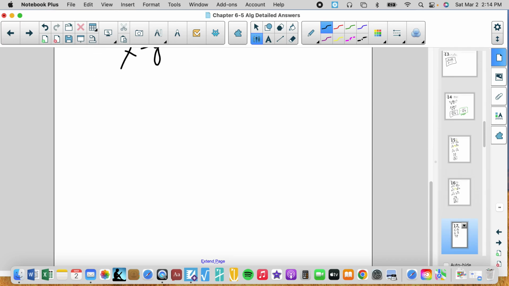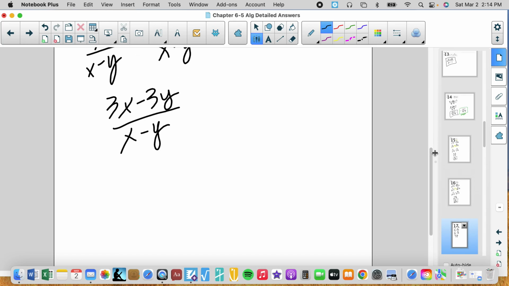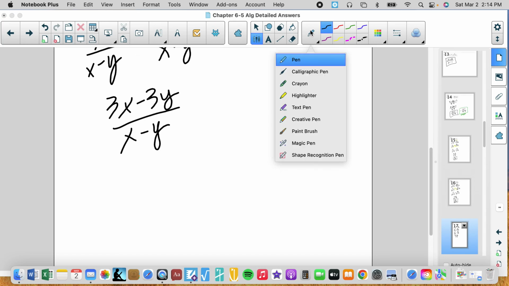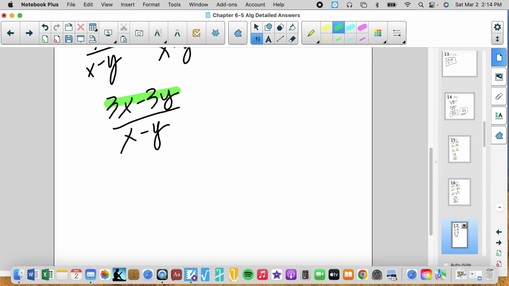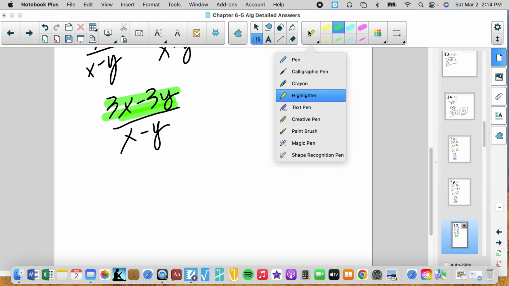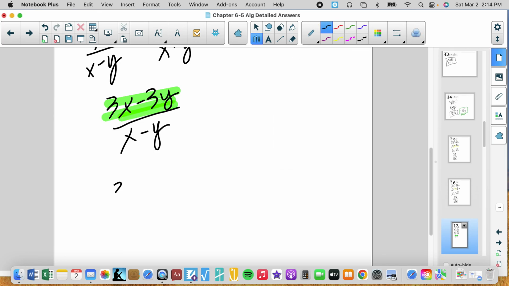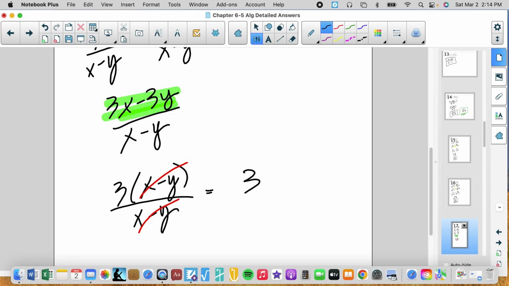3x minus 3y over x minus y. Most students would stop right there, but we can factor that numerator. We can still factor this. Very important to see that. It has a common factor of 3. We'll factor out that 3. We get x minus y over x minus y. And because the 3 is multiplying the x minus y, we can cancel those. And that leaves us with 3. Nice clean answer.